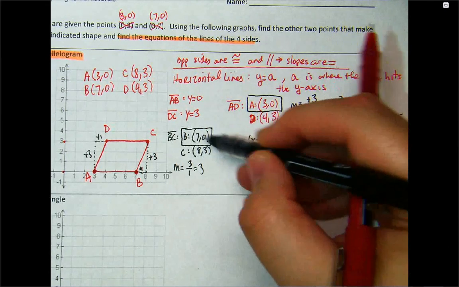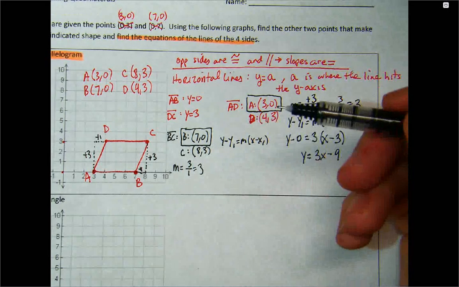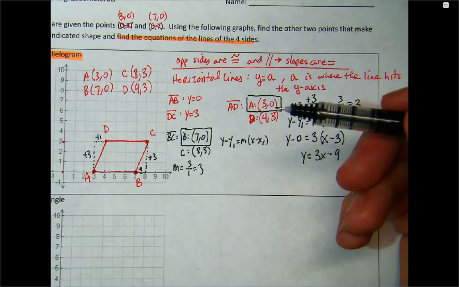You want to use the points that are the easiest for you. If you used 8, 3, it would work out. You'd get the exact same equation. You just have to do a little bit extra work.